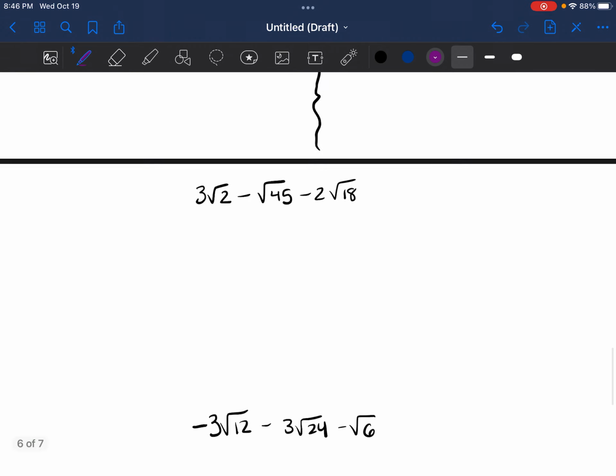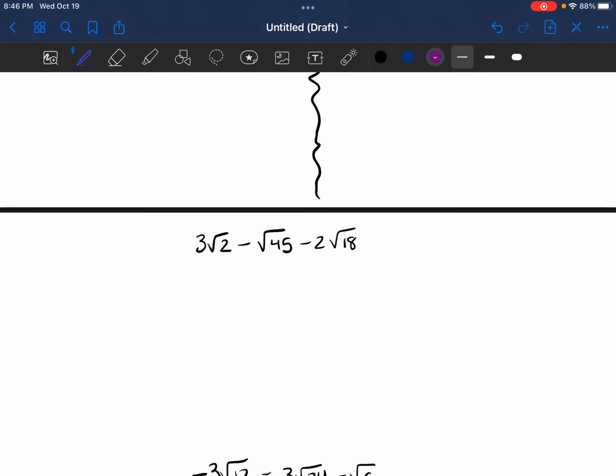Now, let's look at this example here. On the surface, it looks like I have no like terms. All of these are different. But I know that I can factor these. So I'm going to do that and see what happens. So I have 3 square roots of 2. I can't simplify that anymore. But square root of 45, I can say is 9 times 5. We'll bring this down. Minus the square root of 9 is 3. And bring down this root 5.